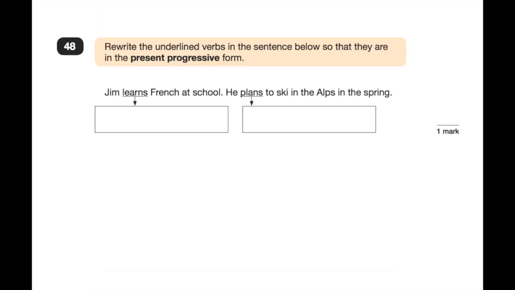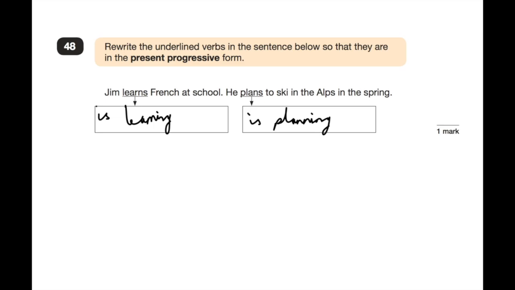Number 48, it says rewrite the underlined verbs using the present progressive. Now if it's progressive, it is ongoing, so it's still happening. And if it's present, it's happening now. So Jim is learning French at school. He is planning to ski in the Alps in the spring. Now, again, you have to spell this correctly to get the mark normally, so really make sure that you haven't made any silly mistakes.